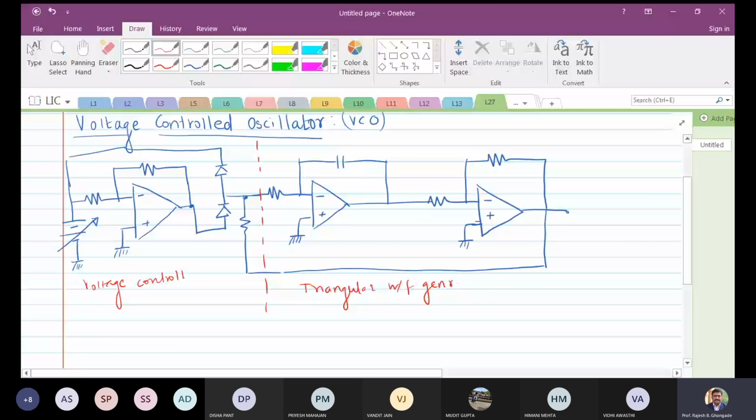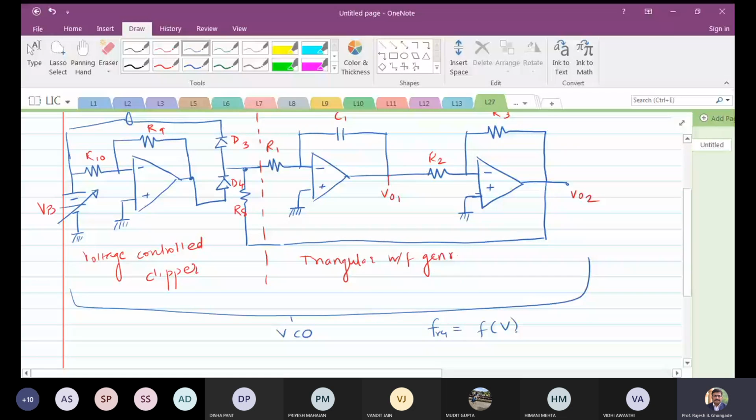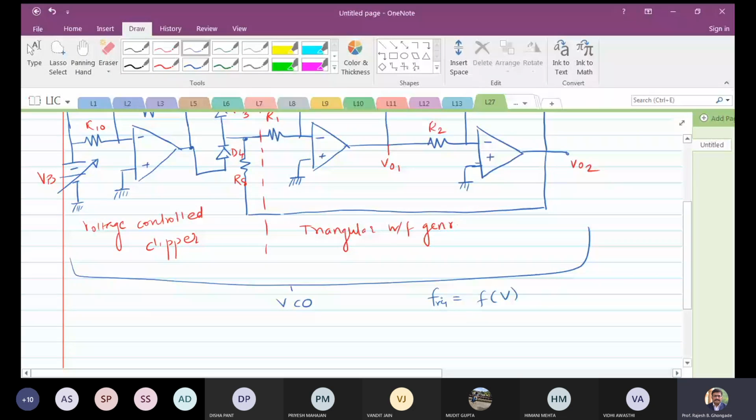So this is basically, in general, the complete description is that this is called a voltage controlled oscillator. Now, what basically do you mean by voltage controlled oscillator? The output frequency is a function of the voltage. So if I change the voltage, for example, if I change this VB, the DC voltage, in that case, your output frequency will change. Frequency of the output waveform will change.